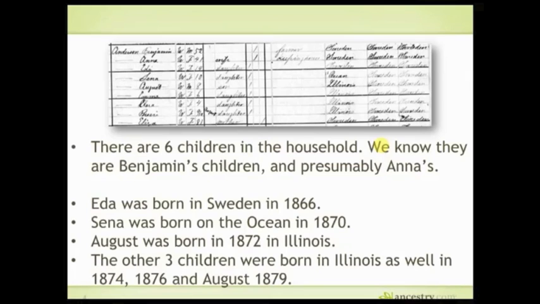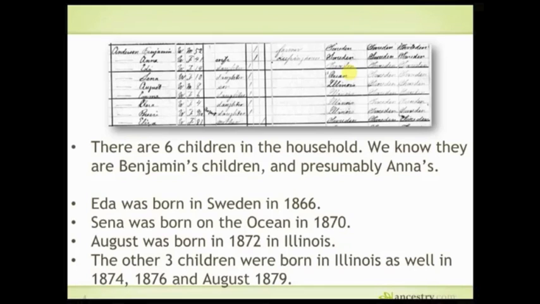Senna, I'm very bad at pronouncing names, was born on the ocean in 1870. If you look right here, and if you were to look at the actual census, you would see that. It says ocean. I cannot imagine being on a ship and having a baby, but there they were. So you know exactly where they were in 1870. August and 3 other children were born in Illinois in 1872, 1874, 1876, and then August of 1879.